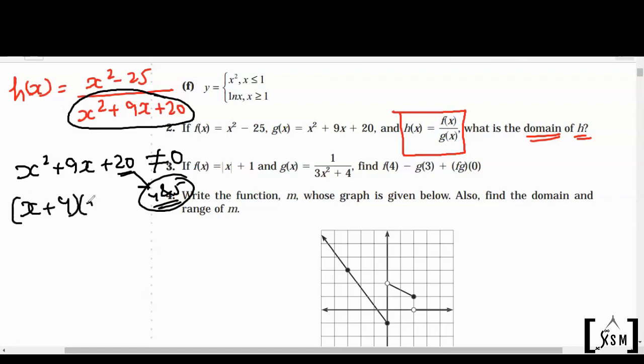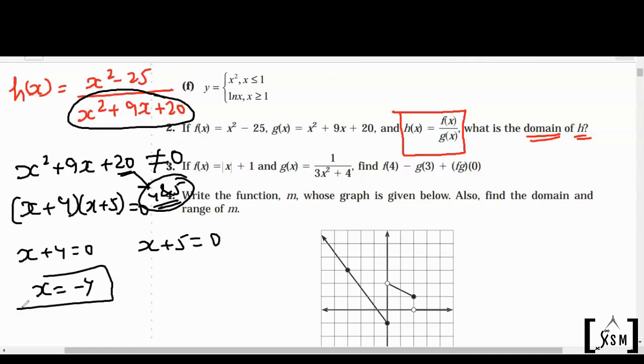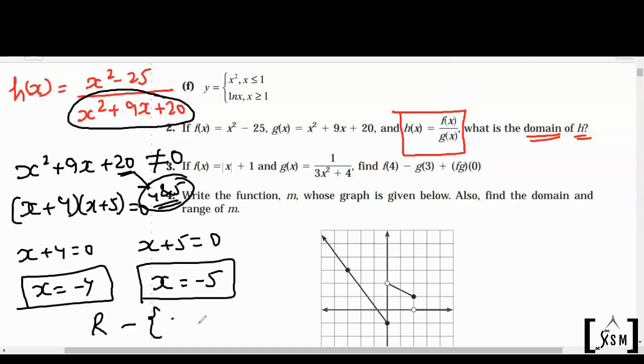x plus 4 times x plus 5 is equal to 0. So either x plus 4 is 0 or x plus 5 is 0. So x equal to negative 4 or x equal to negative 5. So yes, my domain is all real values, capital R minus these two values, negative 4 and negative 5.